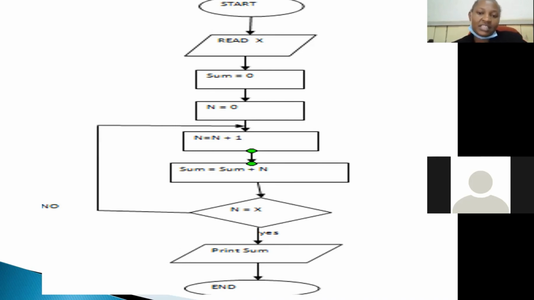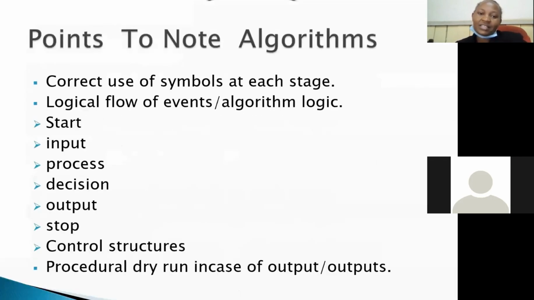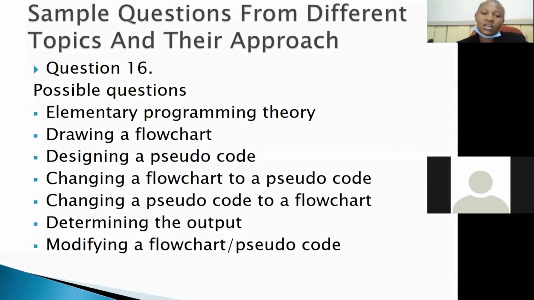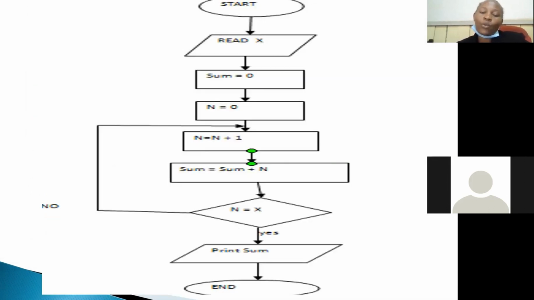So we have just removed the symbols and we have checked where the control structure comes in. Like when I was saying that you can be requested to change a flowchart to a pseudocode, this scenario requires you to change this flowchart to a pseudocode. I've just said remove the symbols and look at where the control structure comes in so that you get all the logic and the correct use of everything.